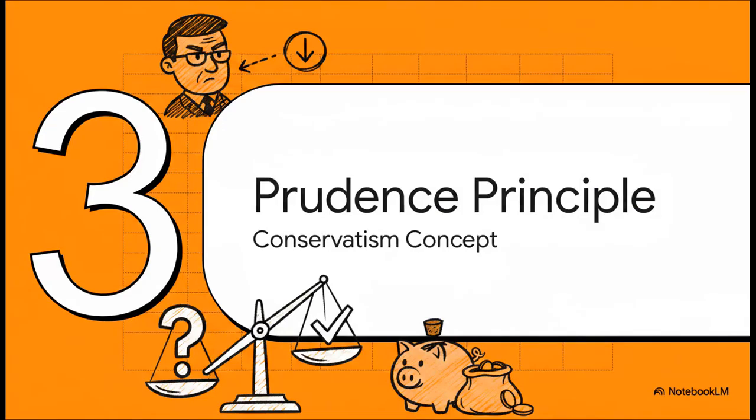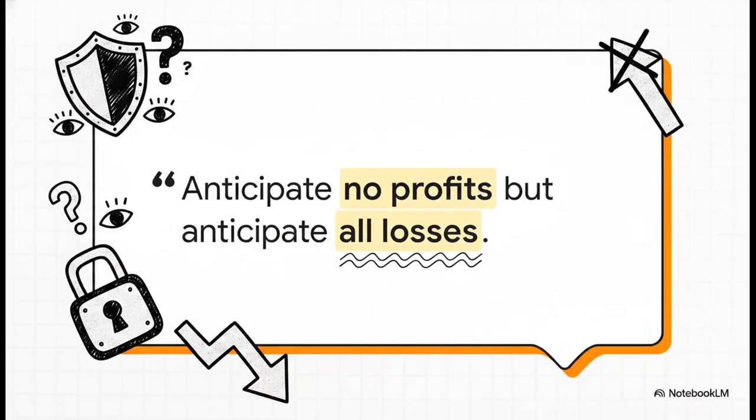Next up, Section 3, the prudence principle. If you've ever felt like accountants are, well, a slightly pessimistic bunch, it's actually baked right into their professional DNA. It's called the conservatism concept or the prudence concept. It operates on this legendary, traditional rule: anticipate no profits, but anticipate all losses. Read that again. It's naturally cautious.